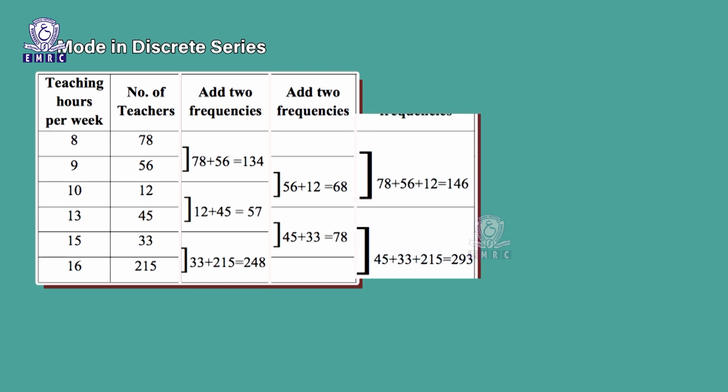In the next row, we are going to add three frequencies, not two, but three frequencies. That is 78 plus 56 plus 12, which is equal to 146. Then 45 plus 33 plus 215 is equal to 293.